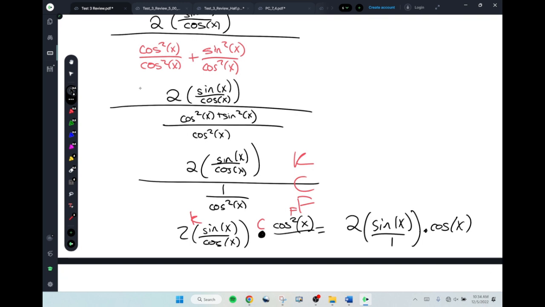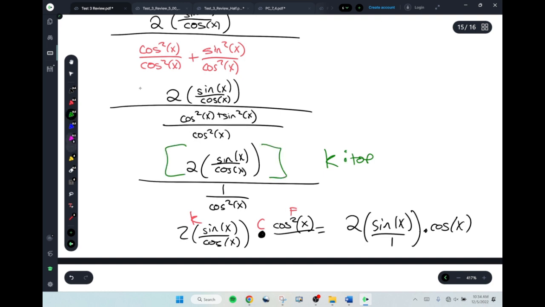I didn't flip cosine. So the keep, change, flip, if I do it in better colors, is keep the whole top. Flip, change the pink thing, which is just that big old line, the biggest line we have, and then flip the whole bottom. Oh, so you're flipping the fraction, not flipping the cosine. It's already been flipped. It's another way to do the same problem.